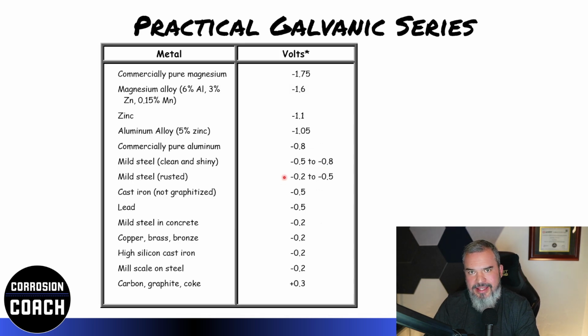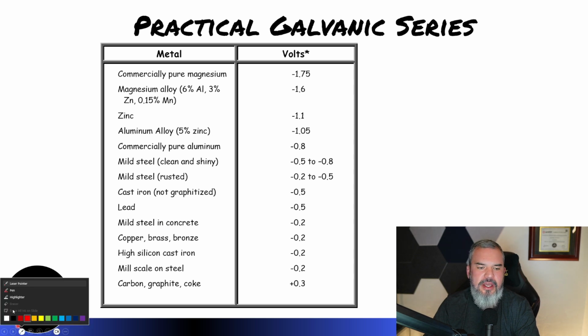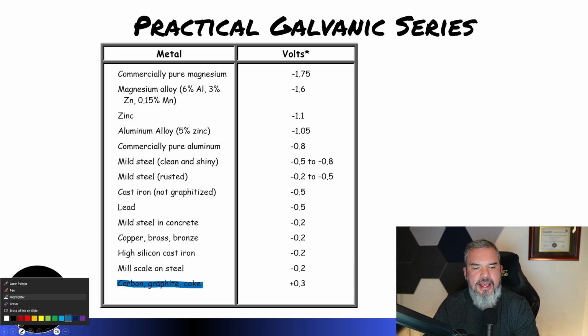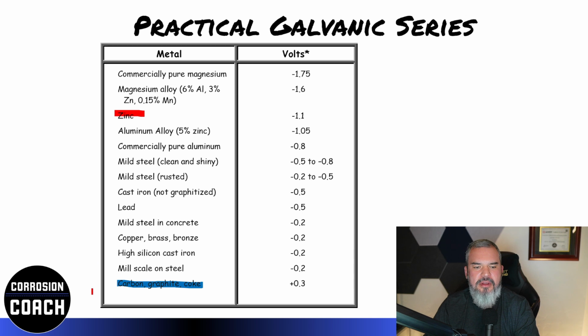Going back to this table, let's get a highlighter here. I'm going to highlight carbon in blue. That's a very noble metal. It does not have a lot of energy. And then let's highlight the other metal, which was zinc, which is up here. That's an active metal.